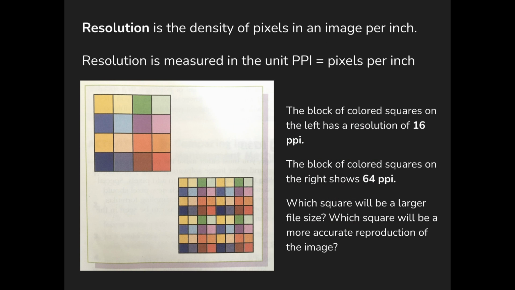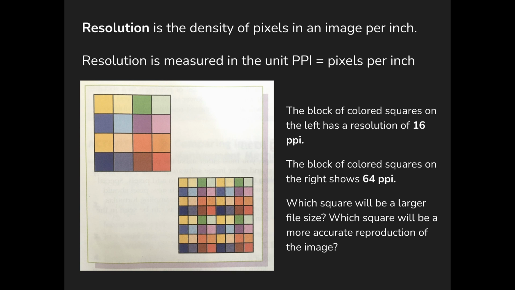Resolution is the density of pixels in an inch. Resolution is measured in the unit ppi, meaning pixels per inch. The block of colored squares on the left has a resolution of 16 ppi. The block of colored squares on the right shows 64 ppi.